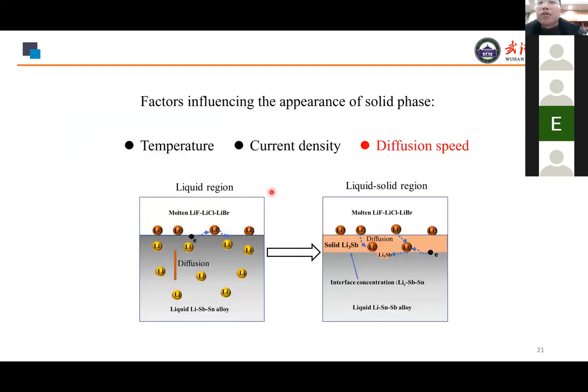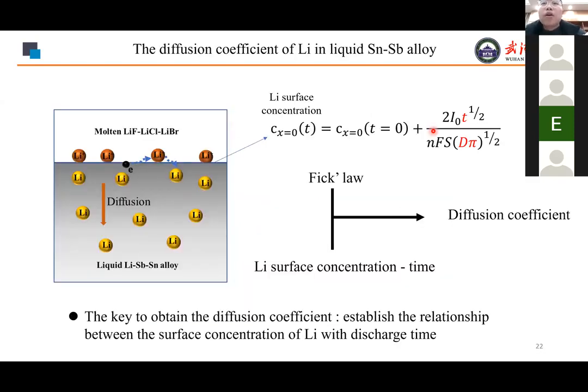The appearance of the solid phase is controlled by the lithium concentration on the surface of the liquid positive alloy. This concentration is determined by the current density and the diffusion rate of lithium. If we know the diffusion coefficient, we can predict when the solid phase appears during discharge. From Fick's law, if we know the relationship between the lithium concentration on the surface and time during discharge, the diffusion coefficient can be solved.